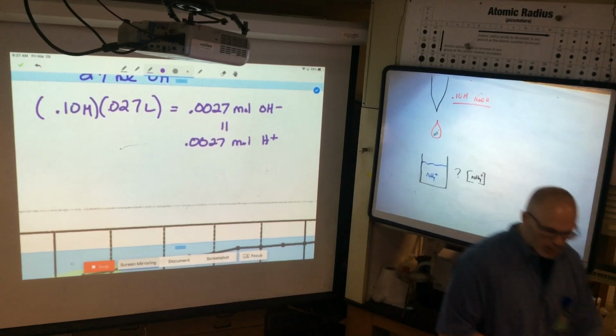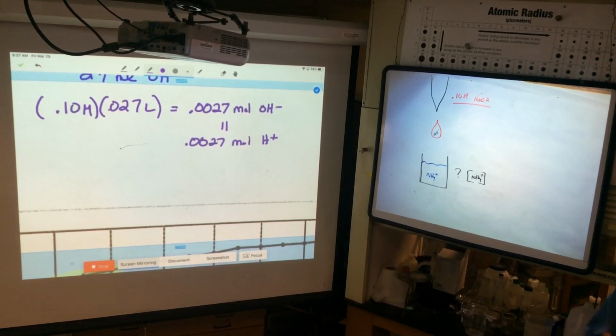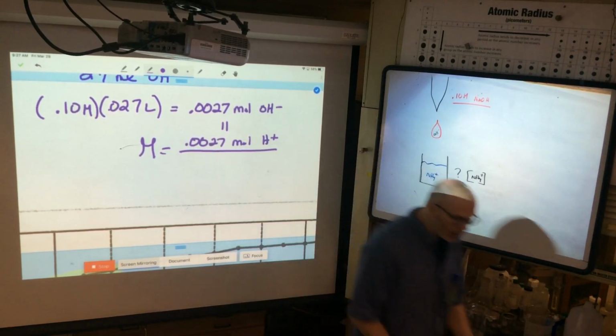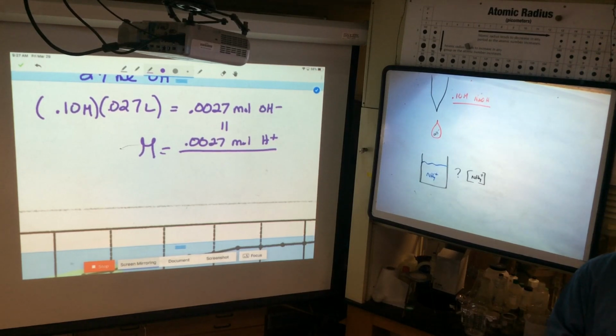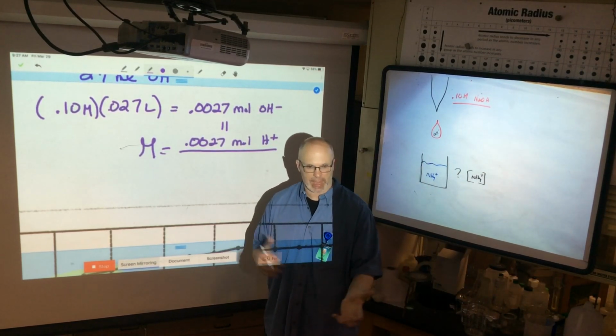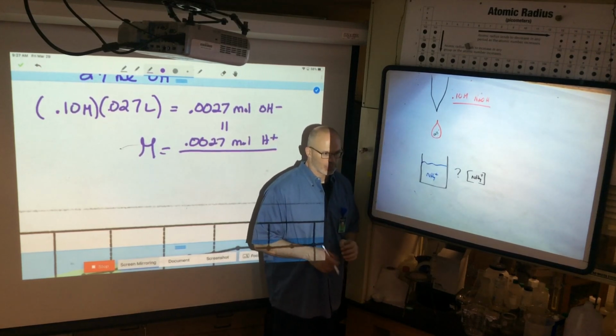All right? Now, but I want to solve the concentration. I'm almost done. What's molarity? Moles. Hey, I got that. Over what? Liter of solution. Total volume, right? I added 27 milliliters, so I've got to add that to the beaker, right? Wrong.